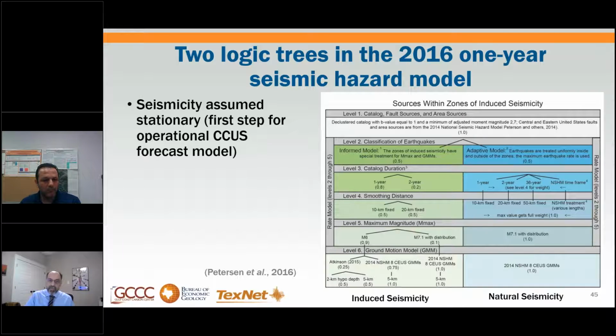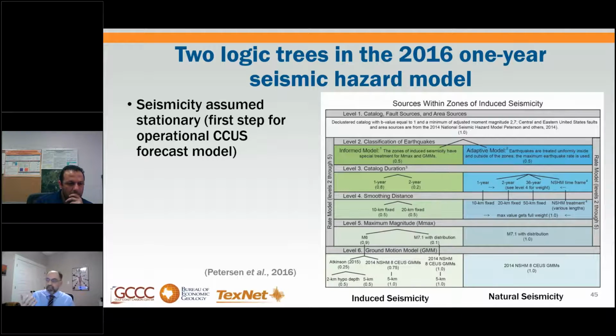So this is my last slide, actually, before moving back to Seyyed and Sue. I just wanted to let you know that there are usually 2 different approaches for seismic hazard: one related to natural seismicity, and one related to induced seismicity. There are key parameters that change when you are calculating the seismic hazard for induced seismicity compared to natural seismicity. Mostly it has to do with your catalog duration, your smoothing distance, and also the maximum magnitude that you expect. Those are the 3 parameters.